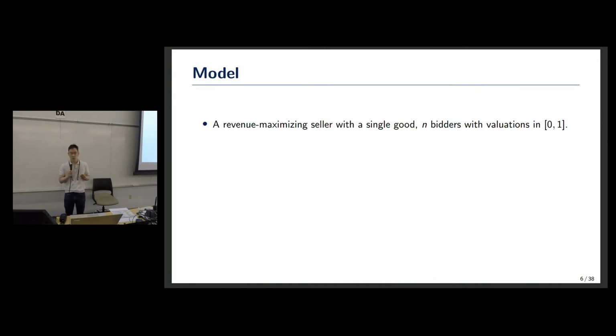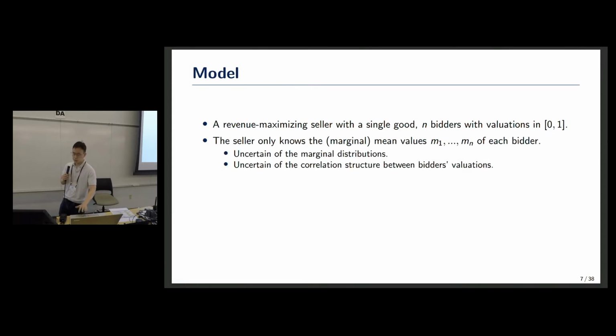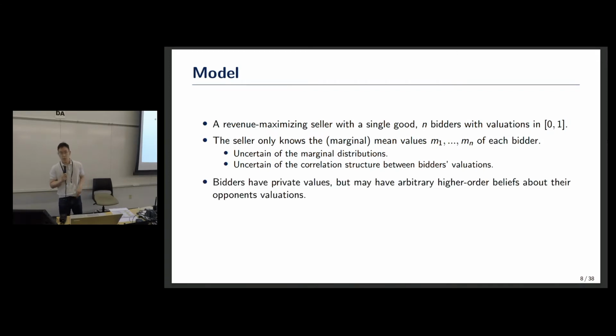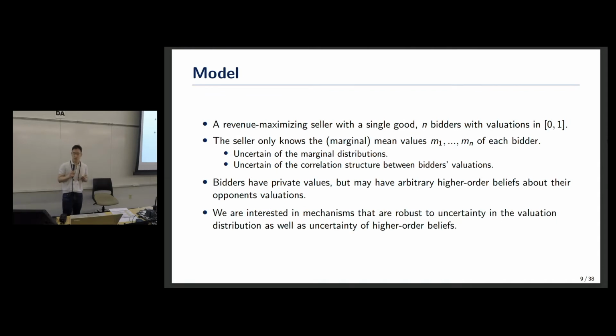So in order to model this scenario of a seller with a few pieces of information facing a lot of uncertainty, we're going to consider a revenue maximizing seller with n potential buyers with valuations in a known interval. Here we assume that the seller only knows the marginal mean values of each bidder. So they don't know the marginal distribution, they don't know the correlation structure. We assume that bidders know their own values, but they also may have some arbitrary higher order beliefs about their opponents. So we want to find a mechanism that's robust both to the uncertainty in the valuation distribution and also the uncertainty in these beliefs.